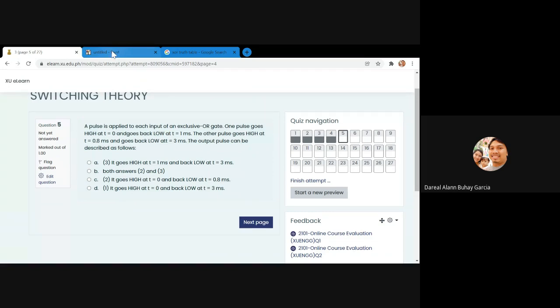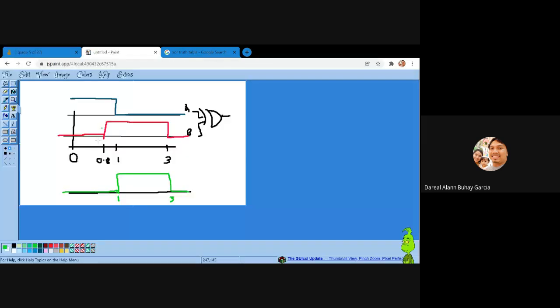Choice A, it goes high at 1 and back to low at 3. So, I think sakto na ni. How about 2? It goes high at 0. Dili man. Ay, wait, sayop ang answer ko. Again.